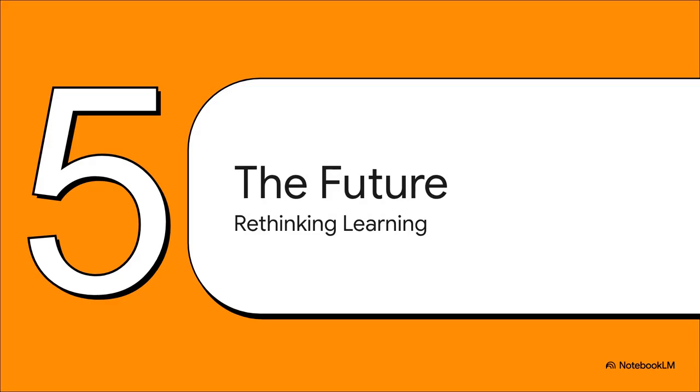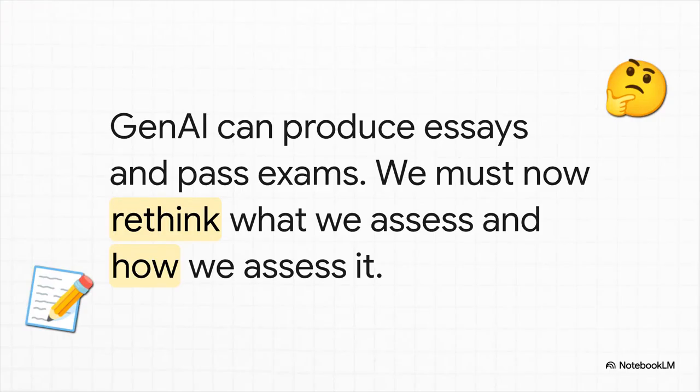Finally, let's zoom out. The arrival of Gen AI isn't just about a new tool. It's forcing all of us to ask some really big questions about what education is even for. And this brings us to a huge challenge. I mean, if an AI can write a perfect essay in 10 seconds, what are we really testing when we assign one? We have to shift what we're assessing away from tasks that an AI can do and towards the skills that make us human. Things like critical thinking, creativity, and ethics.